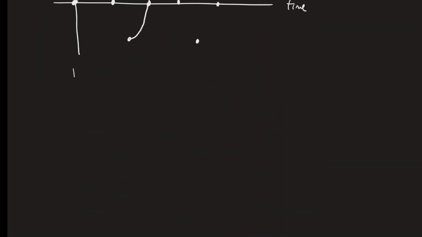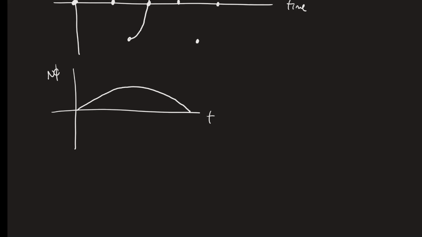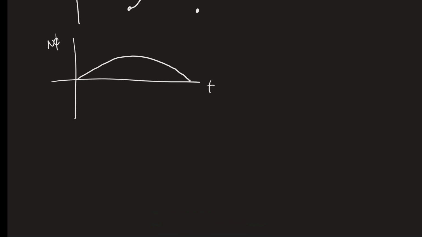Let's compare two flux linkage graphs to each other. So let's say that we've got flux linkage against time, and in one case it changes very, very slowly. So let's say it looks like that. It rises very slowly, and then on the other side it falls very slowly. The rate of change of flux linkage isn't very significant.